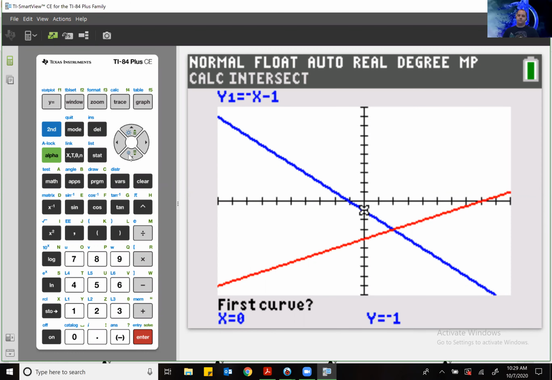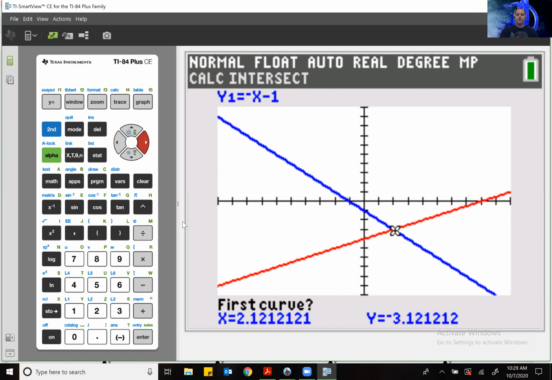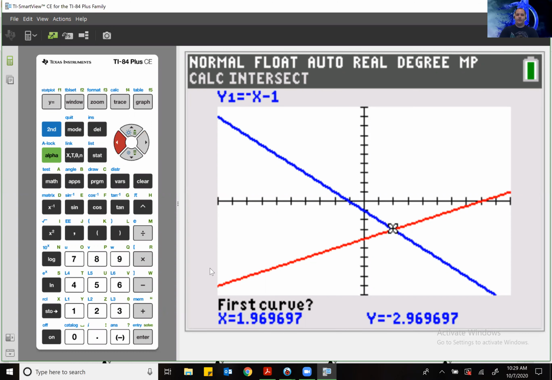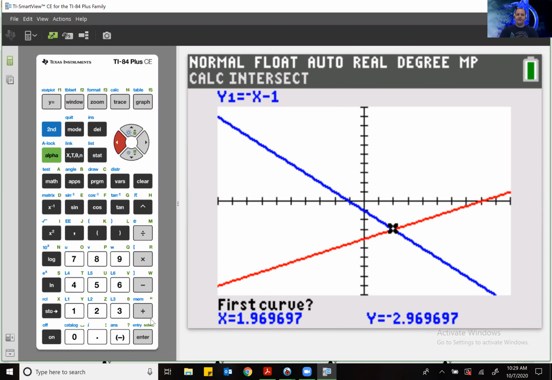What do we do now? Remember, it's going to ask you 3 questions. Where do we go to answer those 3 questions? Go to where they intersect. So we go to right about there, and then what am I going to hit 3 times? Enter. Go to the intersection and hit enter 3 times. 1, 2, 3. Ta-da! There's the answer.